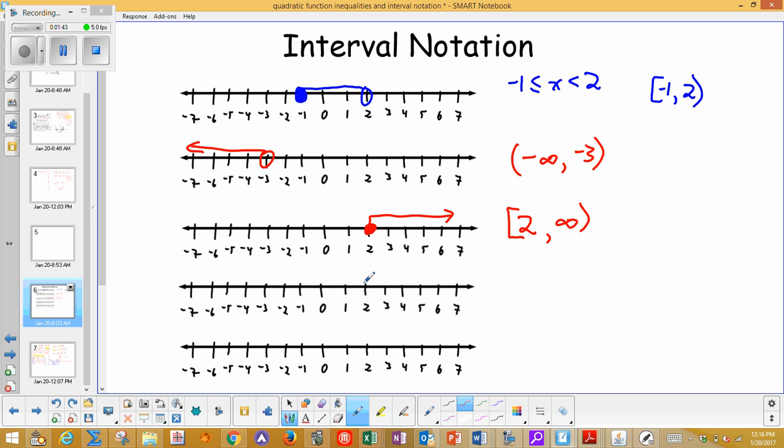So I'll put one here, how about closed to closed? I'm going to run out of samples here. So that's going to be from 2, that's the left endpoint, all the way to 6, that's the right endpoint, both are closed, that's our interval notation. Okay?